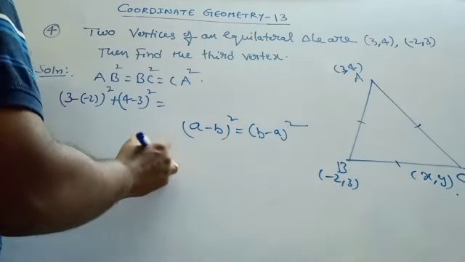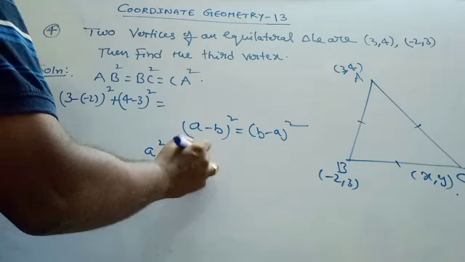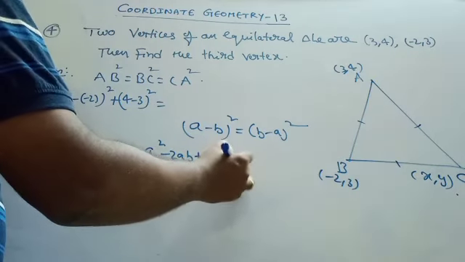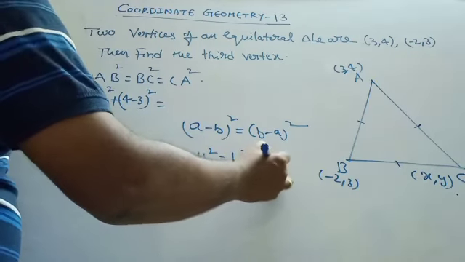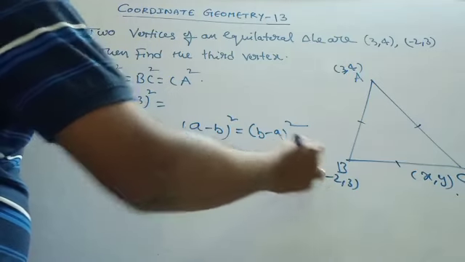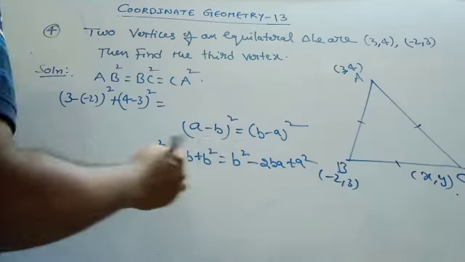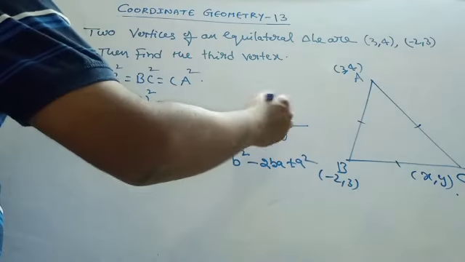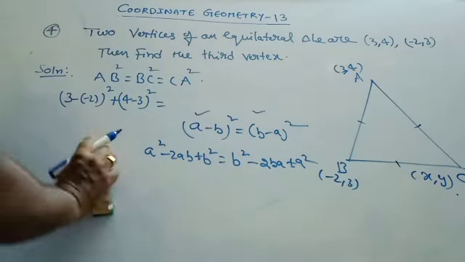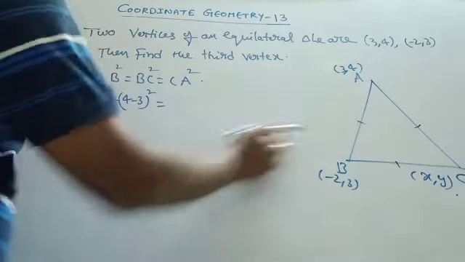Because (a − b)² is a² − 2ab + b², whereas (b − a)² is also b² − 2ba + a². These both are the same. a² is here, a² is here, b² is here, b² is here, −2ab, −2ab. That means both are the same. Anything you can use, right? Now you see what we have.